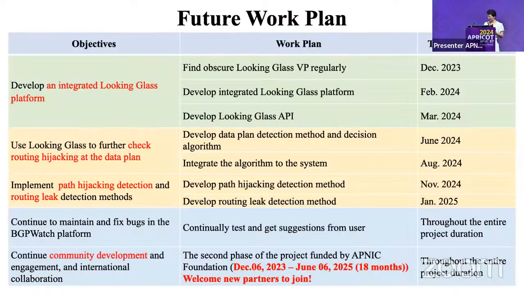For the future work plan, we will develop an integrated Looking Glass platform and then use all these Looking Glass vantage points to check routing hijacking at the data plane to improve the accuracy. And then we will implement path hijacking detection and routing leak detection. And also we will continue community development and engagement and international collaboration.